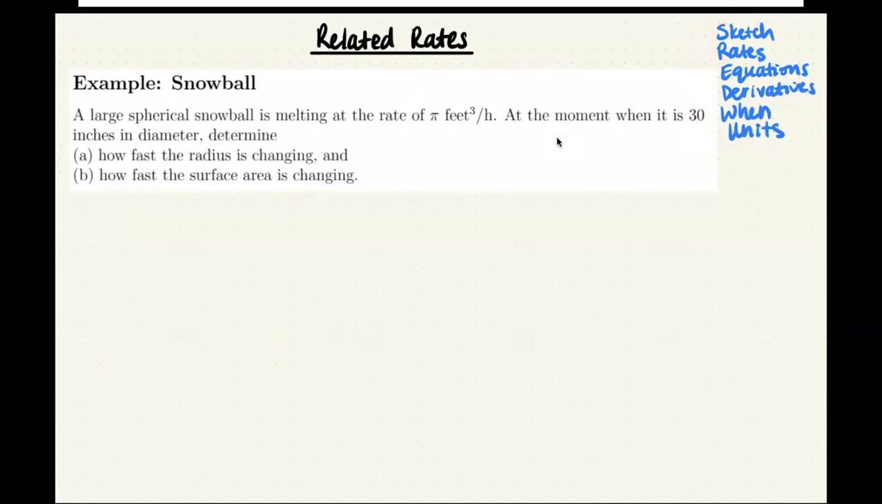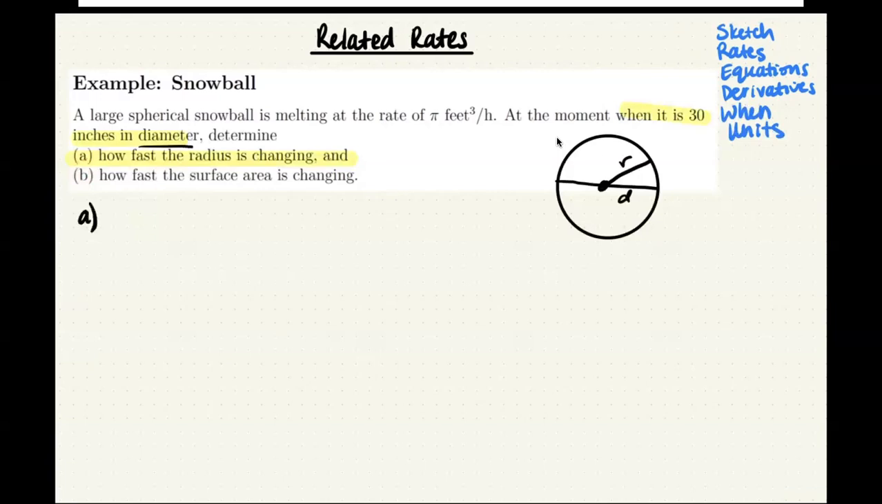The sketch for both part A and part B of the problem is going to be the same. We've got a snowball, which we're assuming is a sphere, that has a radius r and a diameter d. We're told something about the diameter, but a lot of the equations that involve spheres often involve the radius, so I gave that a name. Okay, so let's start with how fast is the radius changing when the snowball is 30 inches in diameter. So part A here.